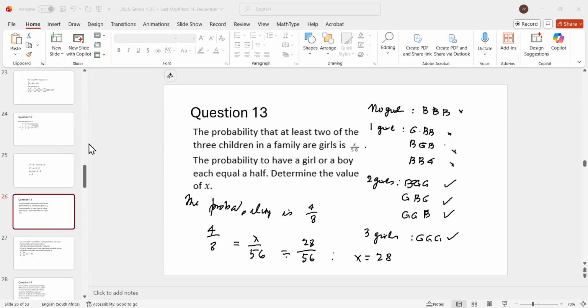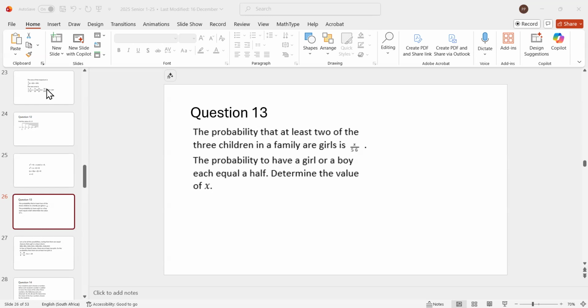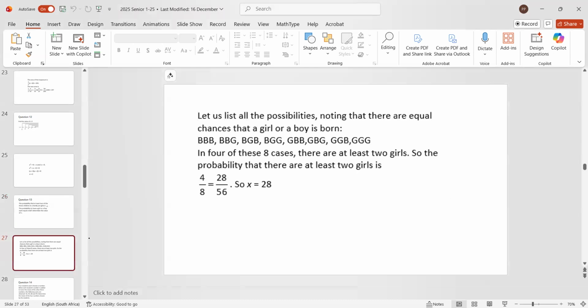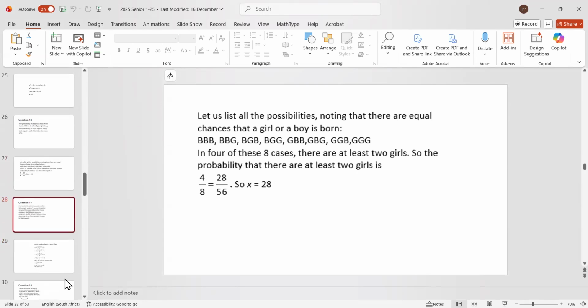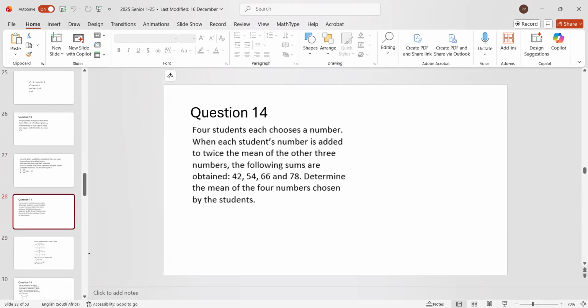Okay, let's just delete all this, and yeah, there it is. So it's the same kind of thing. It's all written in typewritten form. So let's get on to the next question, which is question 14.